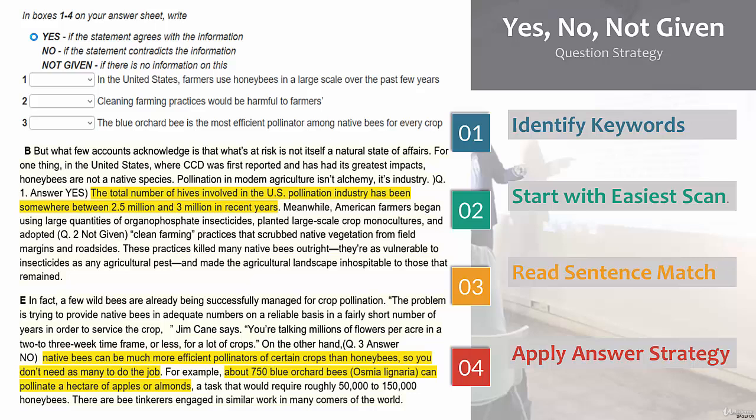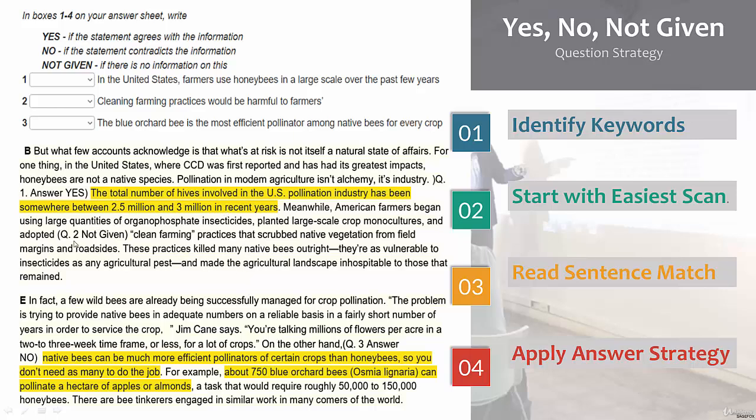So here we have a match, right? In recent years is a synonym for over the past few years. In large scale is a synonym for 2.5 million to 3 million. And then we see in the United States. And we see the pollination industry, which is a synonym for farms or farming, right? So all the information is there. They're using synonyms, so you have to be able to recognize synonym language. That's an example of yes.